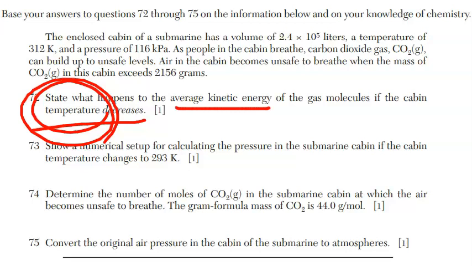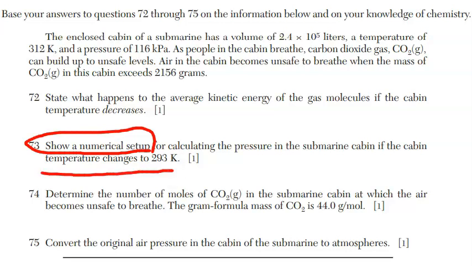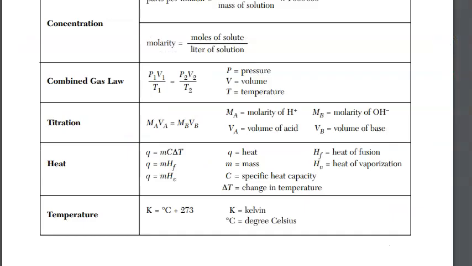For 73, once again, what are we doing here? Oh, a numerical setup. That's the numbers without calculating the answer. For calculating the pressure in the submarine cabin if the cabin temperature changes to 293. We're dealing with gases here, specifically carbon dioxide. We have information up here, which goes along with question 73, and I need my combined gas law equation. Where do you find it? Reference Table T. I'm just showing it to you here, right? The combined gas law equation.